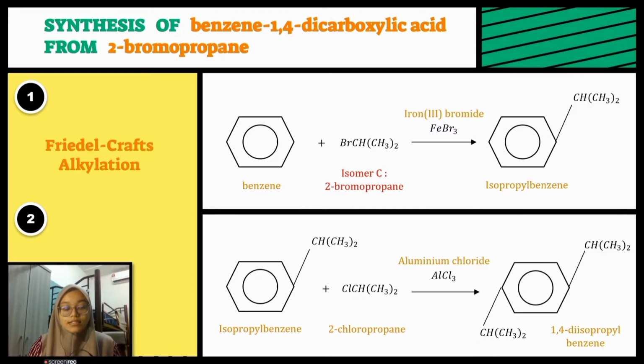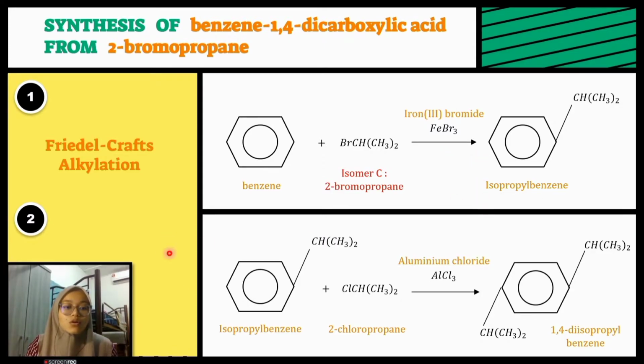The next one is the synthesis of benzene 1,4-dicarboxylic acid from 2-bromopropane. So the first step is to do the Friedel-Crafts alkylation. So in this reaction, benzene will react with the isomer C, which is 2-bromopropane, in the presence of Lewis acid as a catalyst. So right here, the Lewis acid used is iron(III) bromide to produce isopropylbenzene.